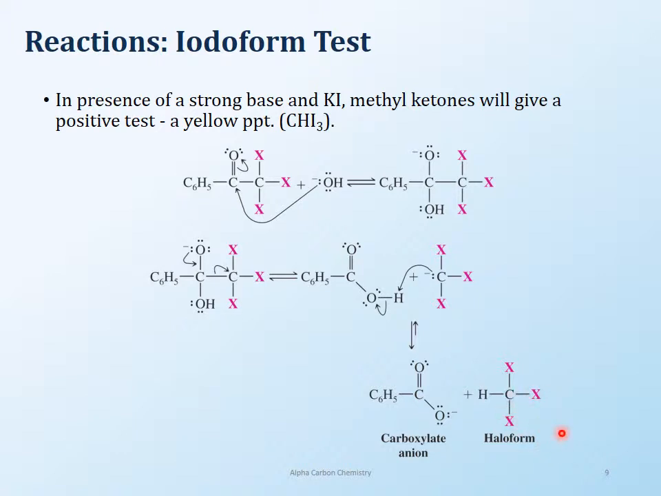So you end up getting this, and this is so heavy because of the iodine in there that it ends up getting a precipitate, or it's a solid in nature, and it's also yellow in nature. So it's a really very pretty test to do to figure out if you have methyl ketones or not.